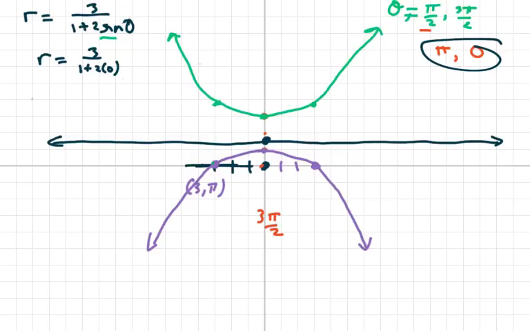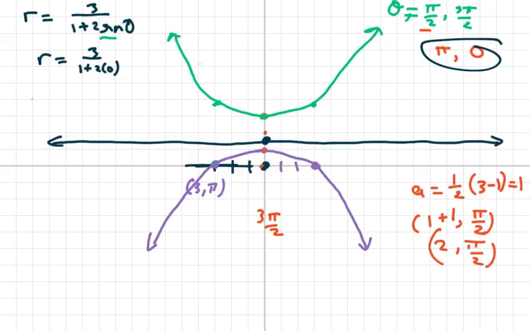So basically to get the foci, we're going to let a equal 1/2 times 3 minus 1, which equals 1. So the center is going to be at, because we're at 1 here, the center is going to be 1 plus 1 comma pi over 2, which is 2 comma pi over 2. So right here is your center. And so what we're going to do for the foci is c equals 2 minus 0, which equals 2.